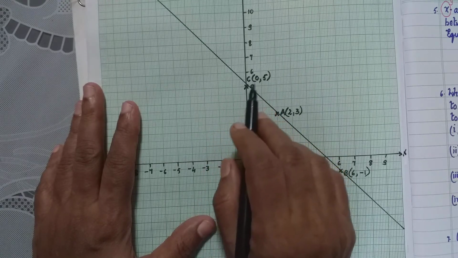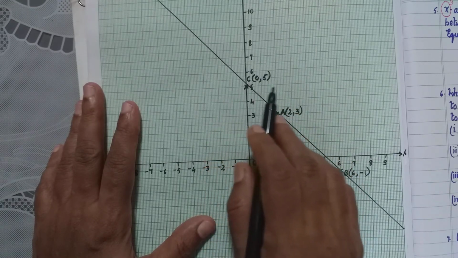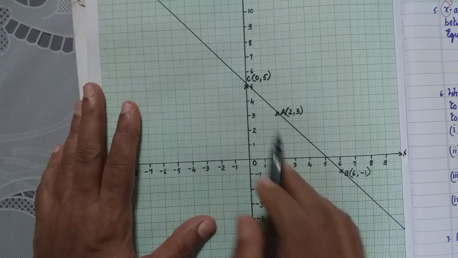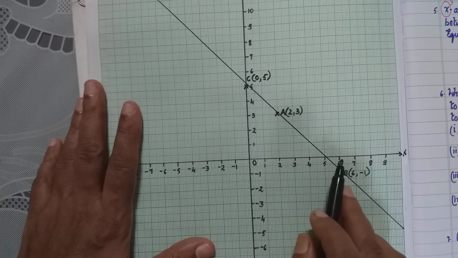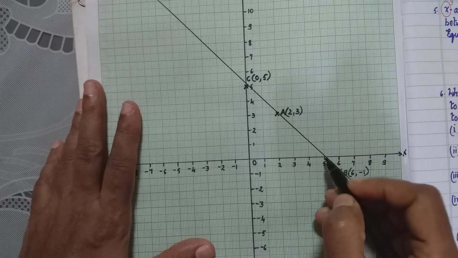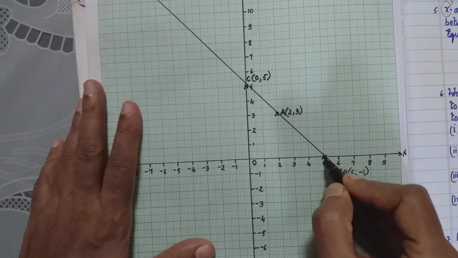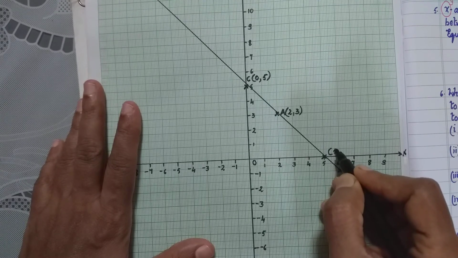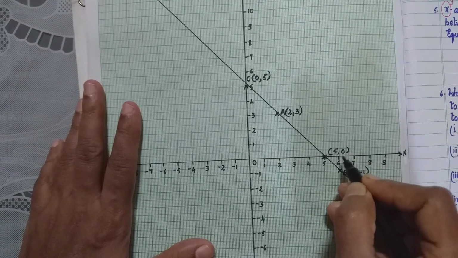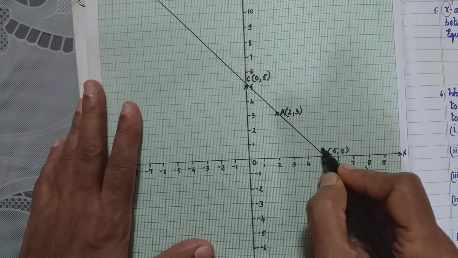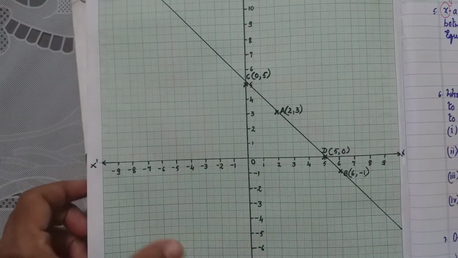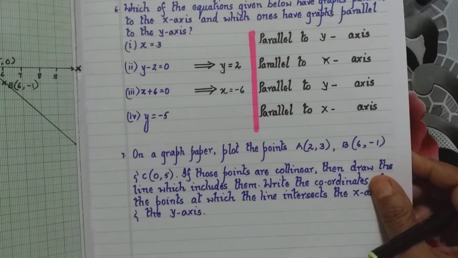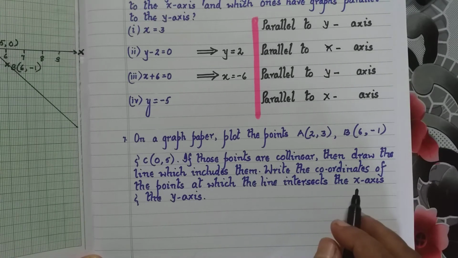So it already intersects the y-axis at this point 0, 5. It touches the y-axis here. Where does it touch the x-axis? At the x coordinate when it is 5. Therefore, the y coordinate here is 0. So, we can write the coordinates of this point 5, 0. We can also name this point as D. So, D 5, 0.